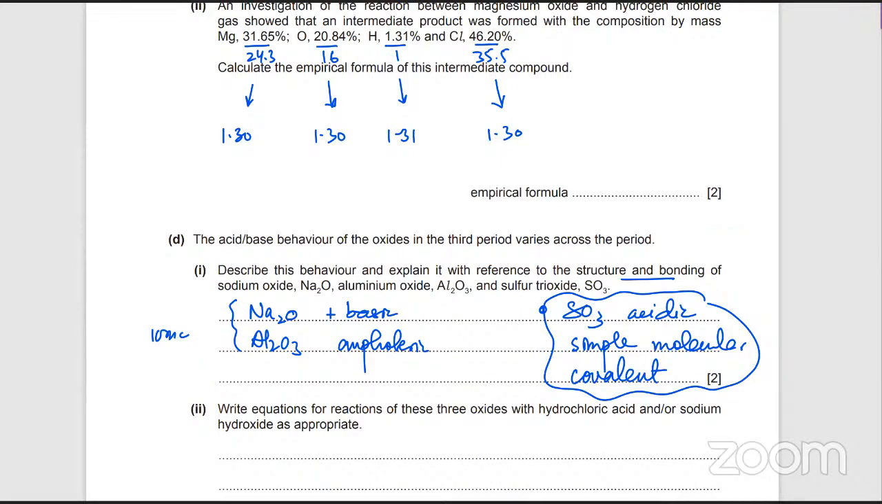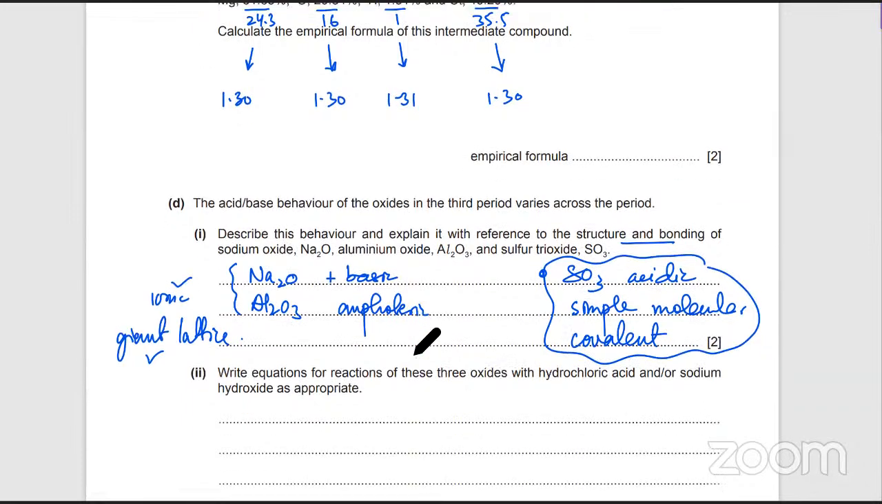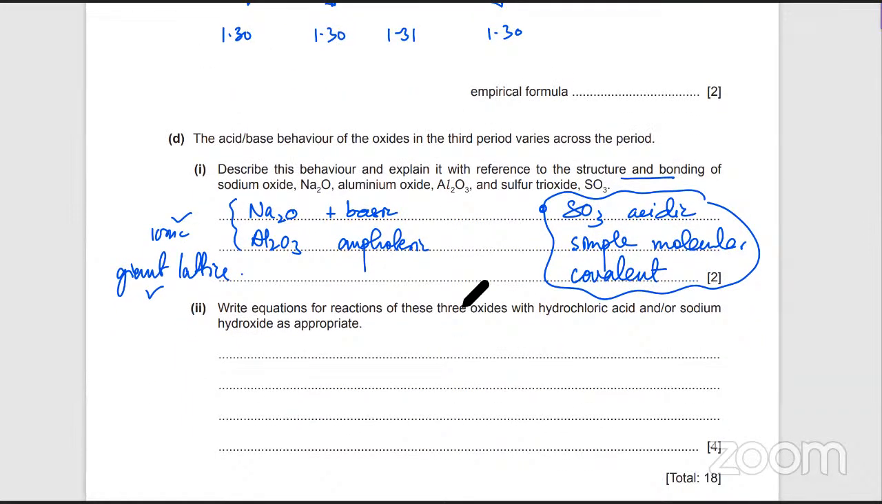Na2O and Al2O3 are what? They are ionic and they have a giant lattice. ठीक है, ये bonding होगी and this is your structure. फिर ये एक point होगा कि Na2O is basic, it's a metal oxide. Al2O3 is amphoteric. ठीक है, मैं वो सब बता देता हूँ, right?